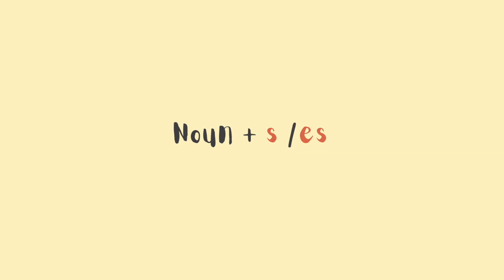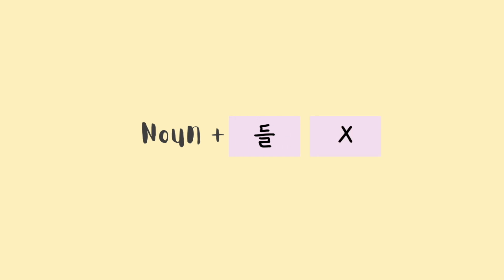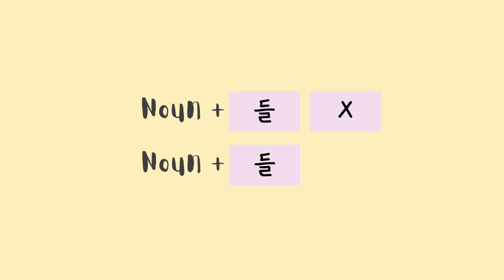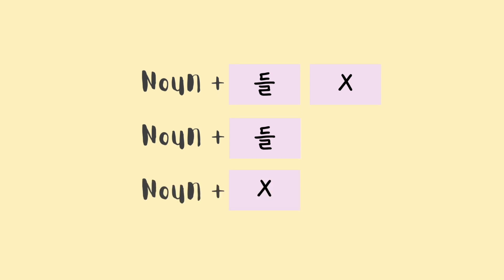In Korean, 들 is equivalent to s or es. But it's a tricky topic because sometimes it doesn't matter whether 들 is mentioned or not. Sometimes it's more natural to mention it, and sometimes it's more natural not to mention it. Before we find out when to use 들, let me ask you 3 questions.